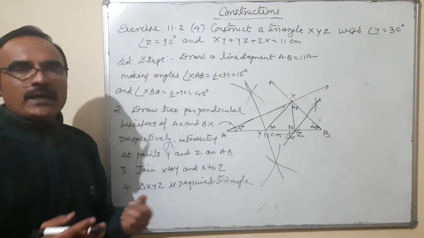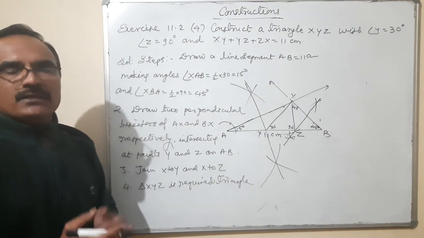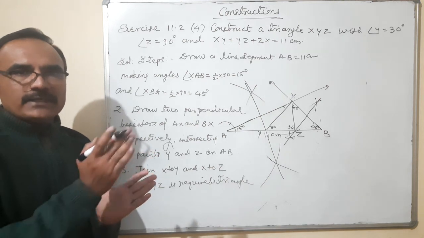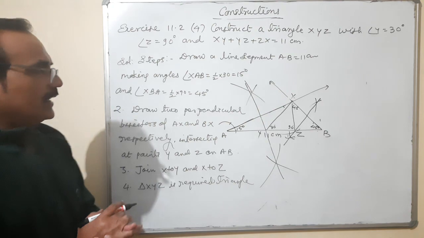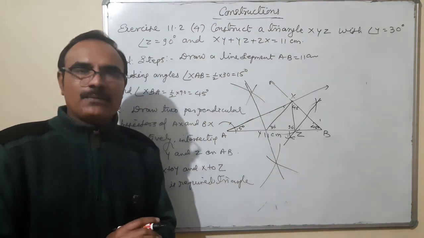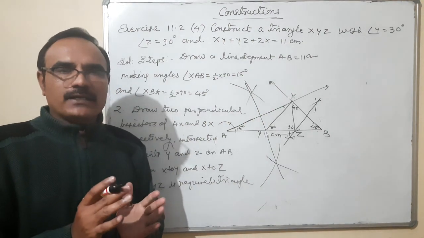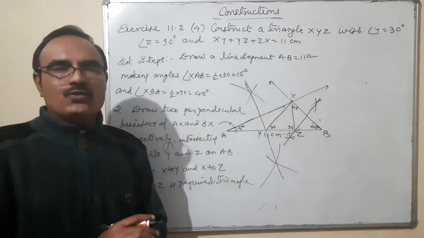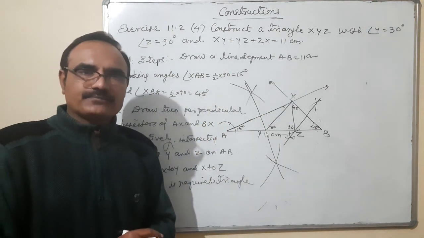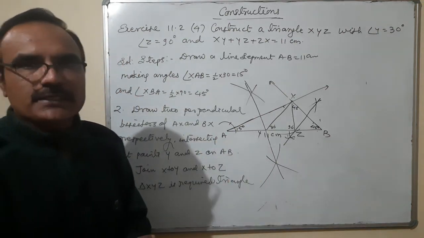So I think there are three types of questions in this exercise. One is where the sum of two sides is given, with base and angle given. Second, the difference of two sides is given, with base and angle given. And third type is in which the perimeter of a triangle is given and two base angles are given. How to draw the triangles. Okay, so this is the chapter of construction.